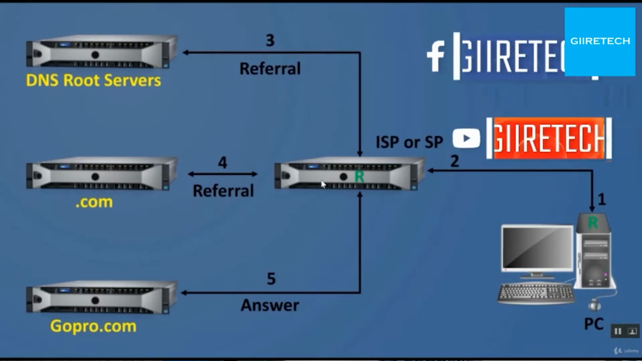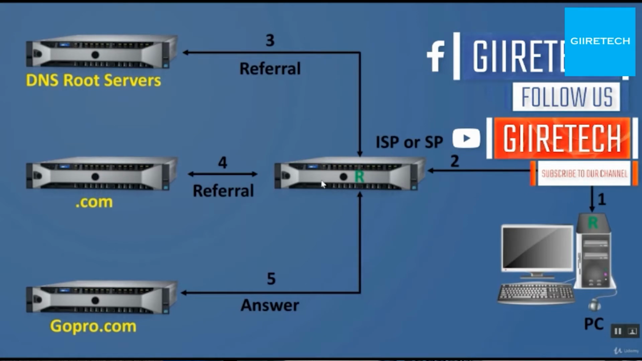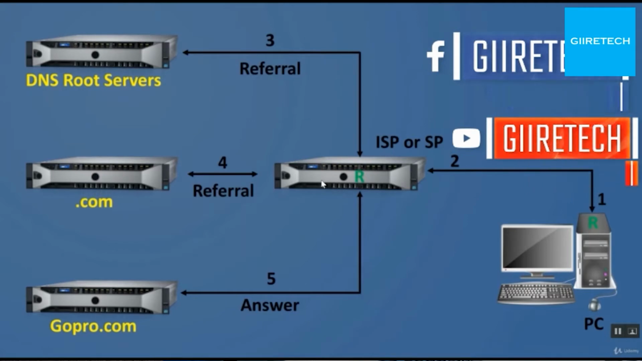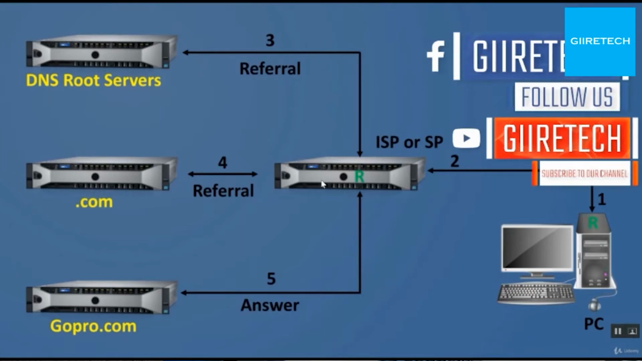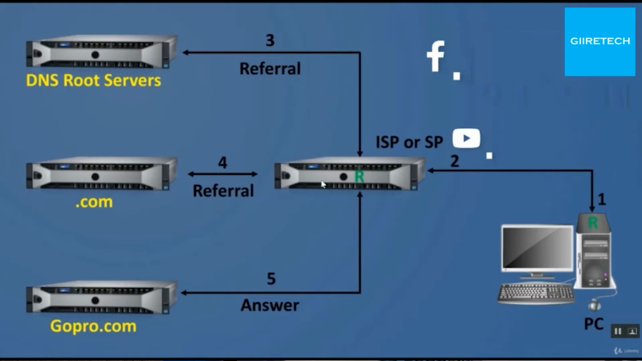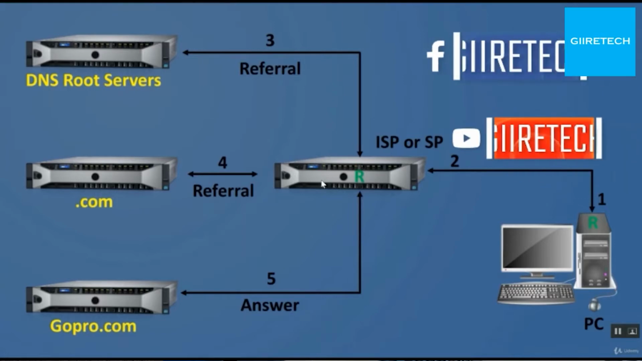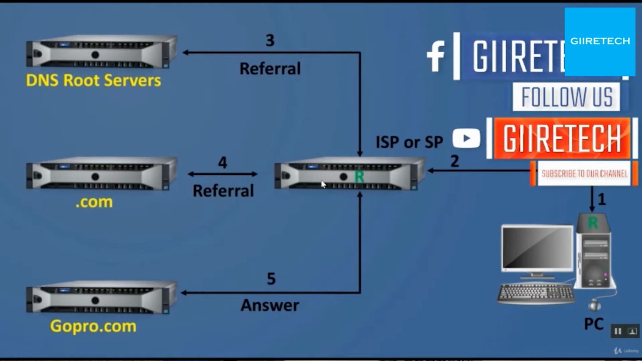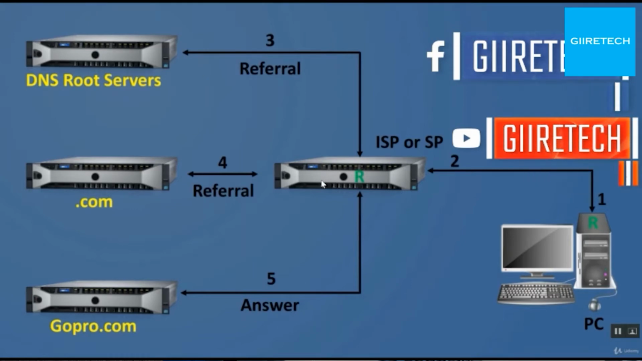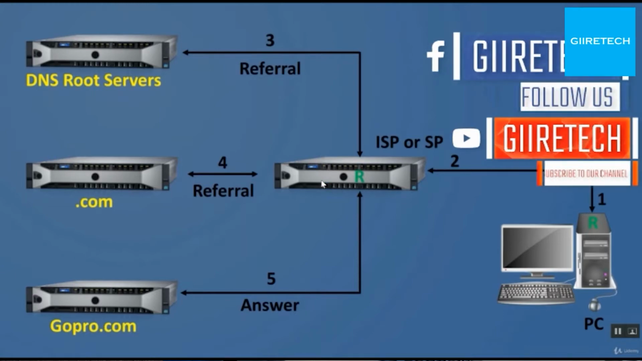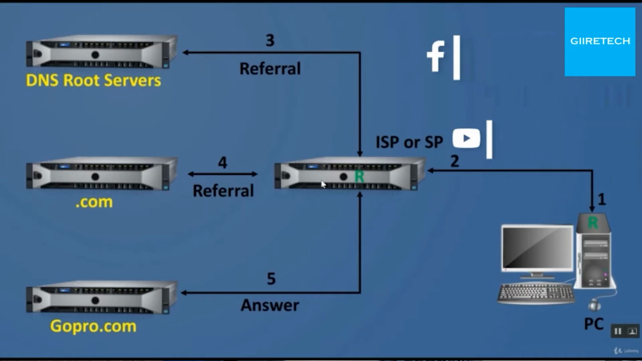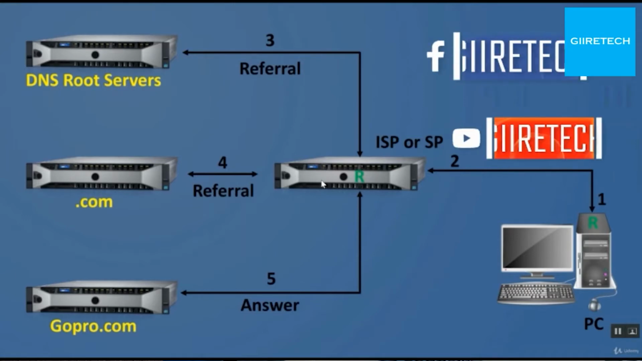The resolver sends a recursive query, number 2, for the IP address of gopro.com to the ISP's or service provider's DNS server. The ISP's DNS server looks up the address of gopro.com in its cache and does not find it. If it would have found it, it would have returned the query back to the PC and the transaction would have been completed.